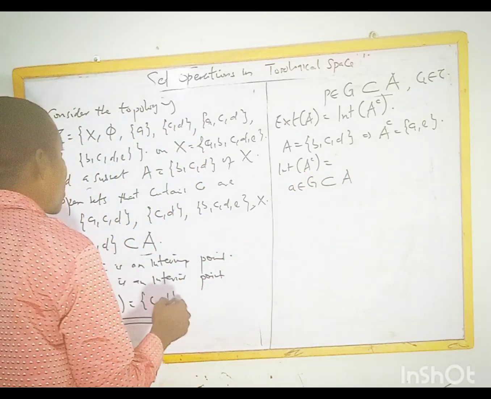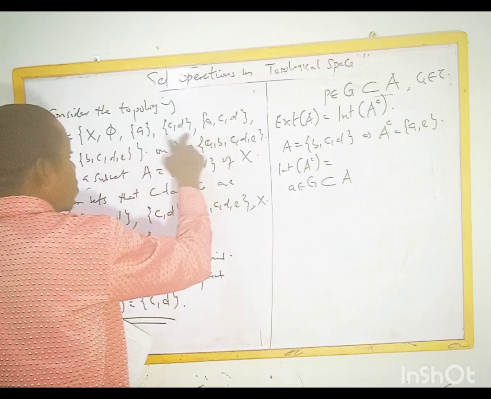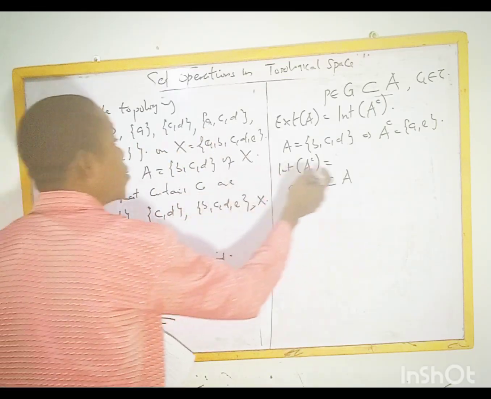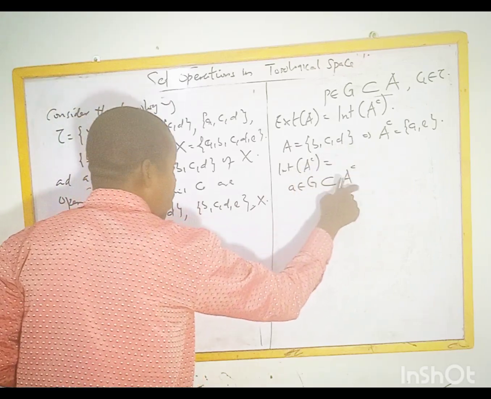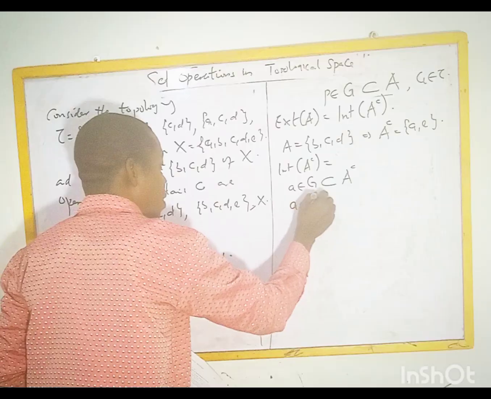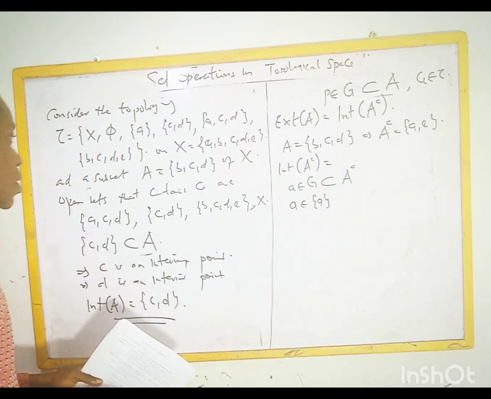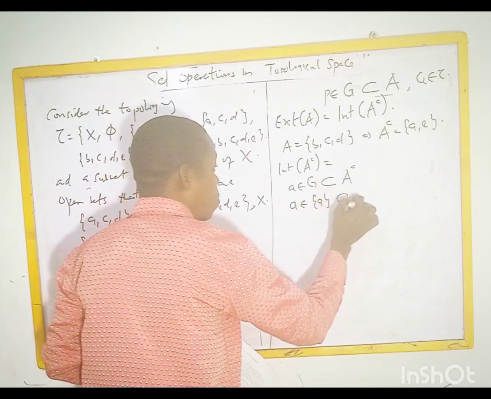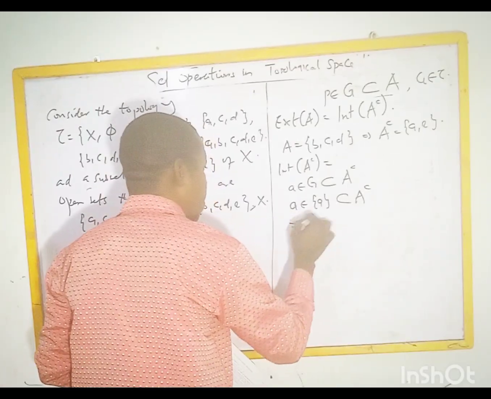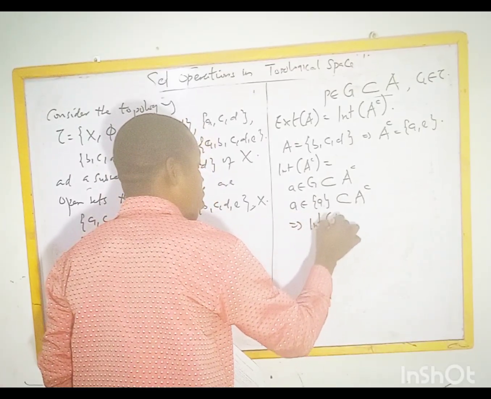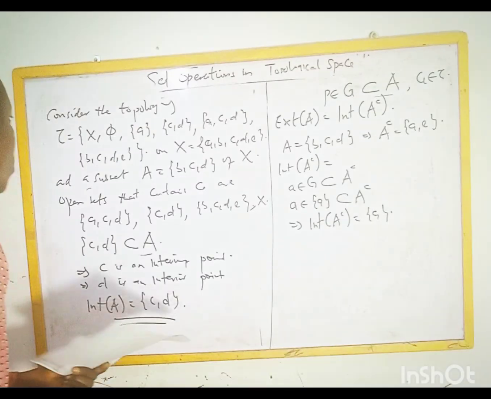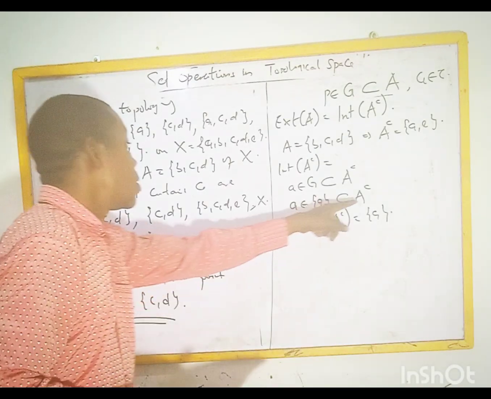Now, let's check where A belongs to the set here. We can see that our interior of A must be a subset of A complement. Now, when you look at it, we have A. A is in what? A is in A, because that A is in A, and which is a subset of A complement. Have you got that? This implies that the interior of A complement is the set A. So there is no other one that is also open and contained in A complement.